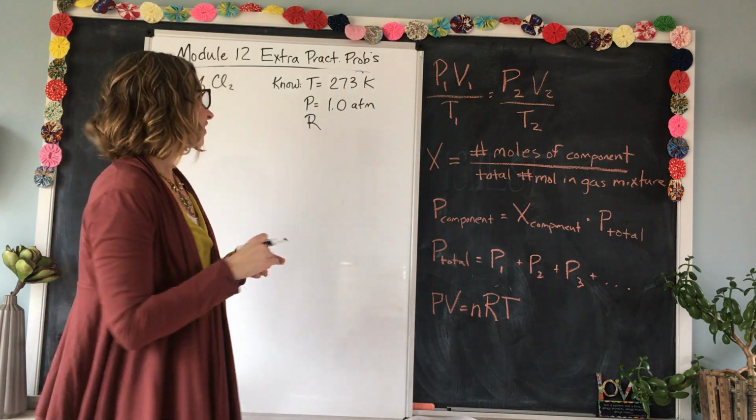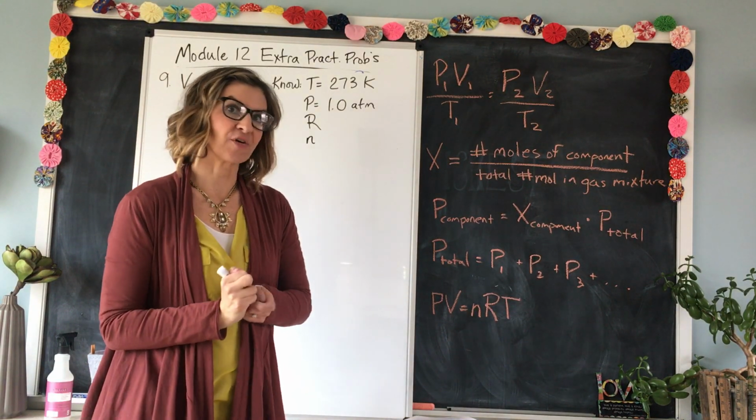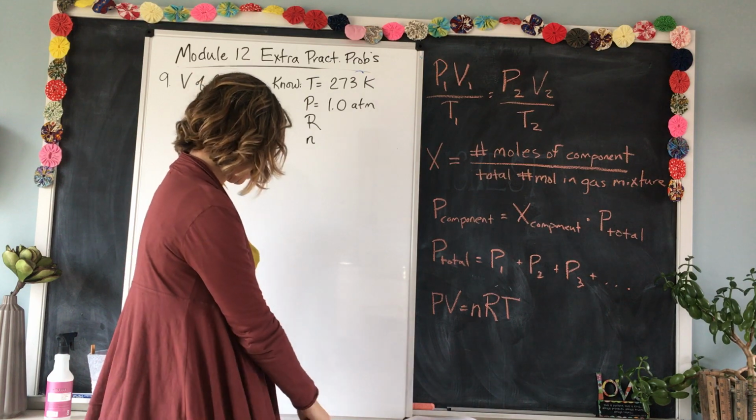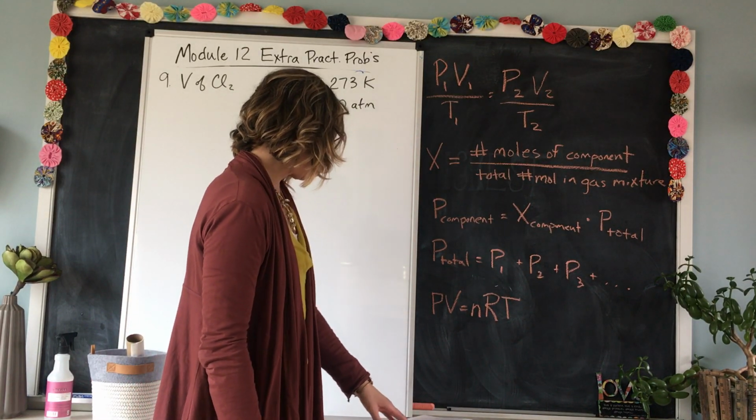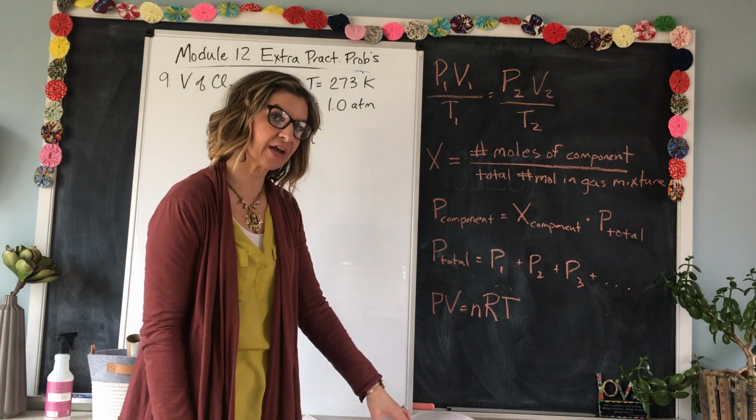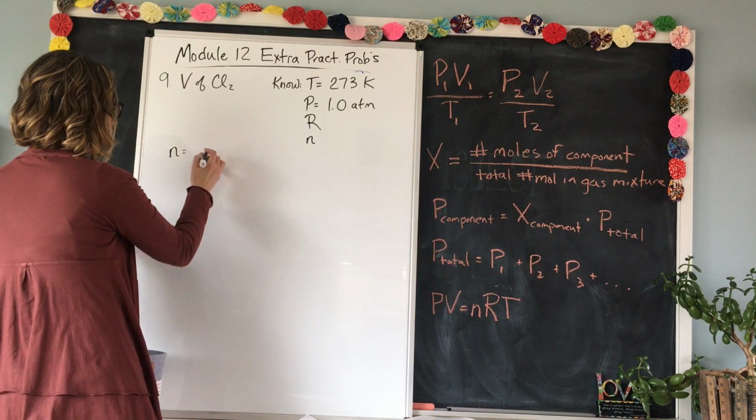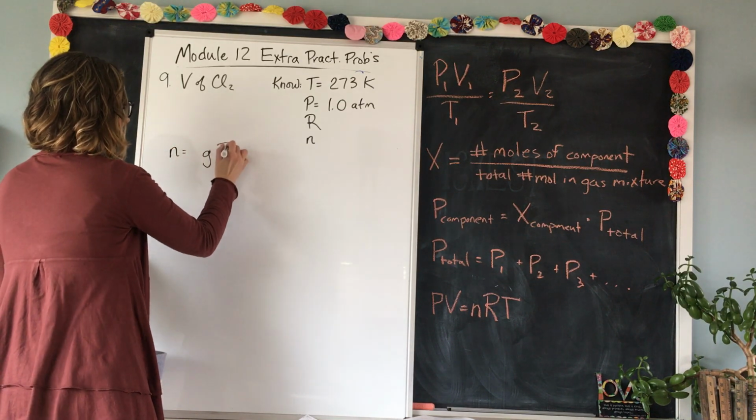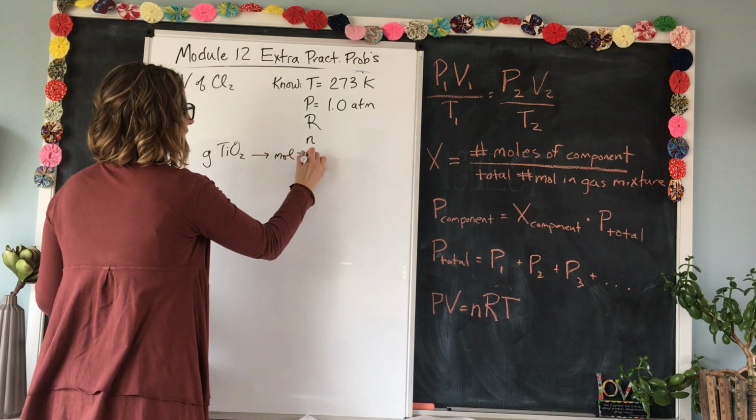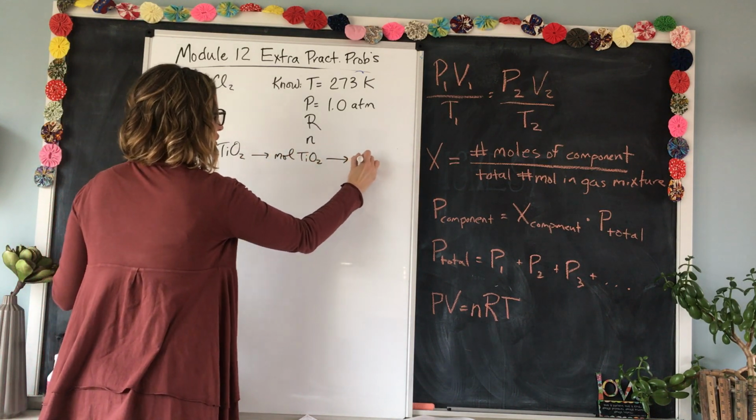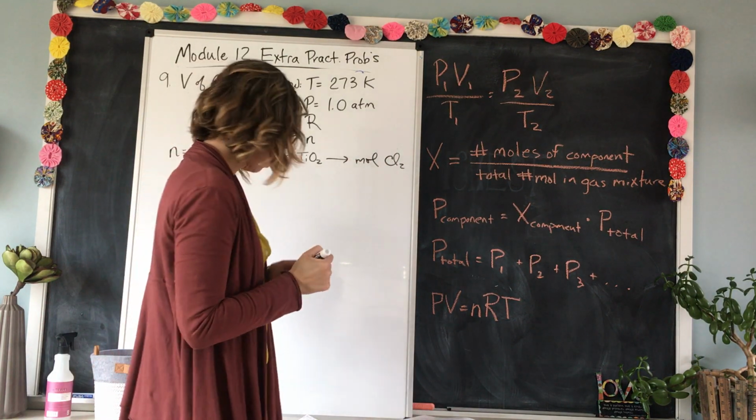So I have a feeling that the next step is going to solve for N, and they are going to give us some grams of something else. Let's refer back to the problem. Let's see, we are told we have 100 grams of TiO2. So to solve for N, we're going to go from grams of TiO2 to moles of TiO2 to moles of Cl2. So that's our plan.